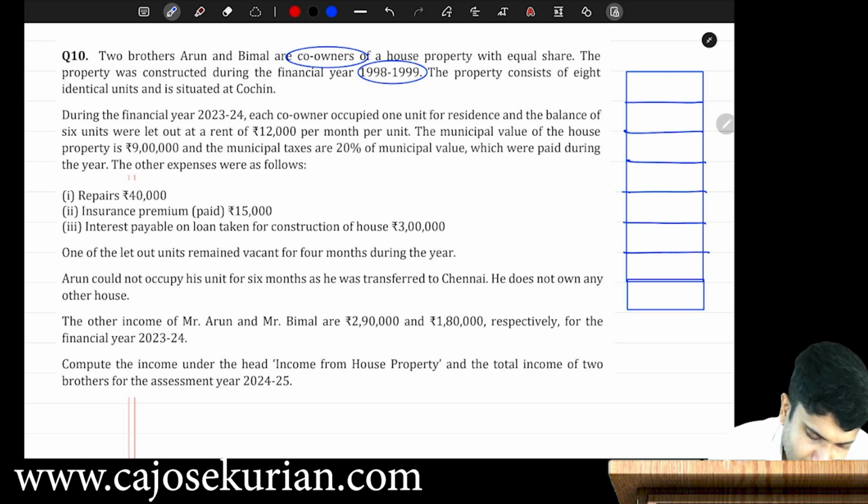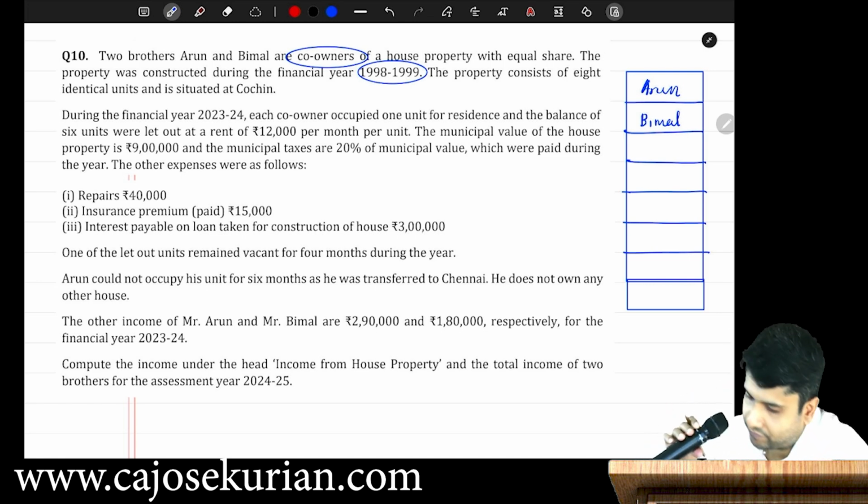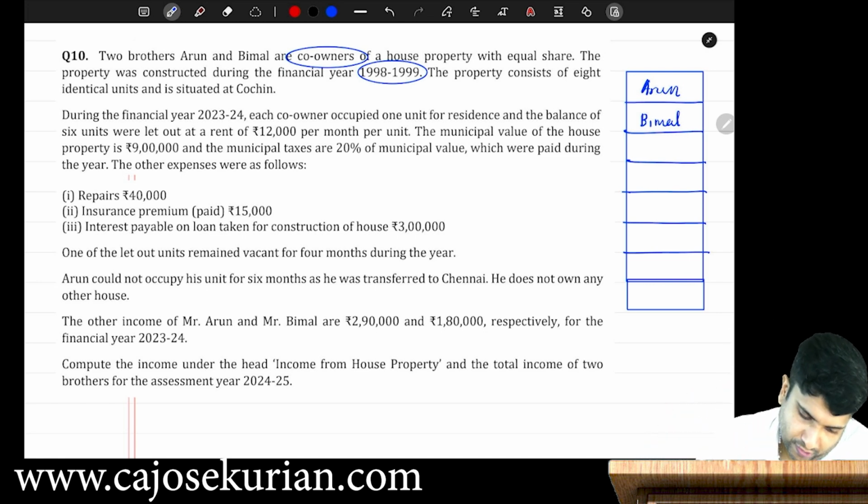Now, during the financial year 23-24, each co-owner occupied 1 unit for residence and the balance of 6 units were let out at the rent of 12,000 per month. So say Arun occupied 1 property, occupied means for self-occupation. And Bimal also occupied 1 property and the remaining 6 have been let out. Are you with me?